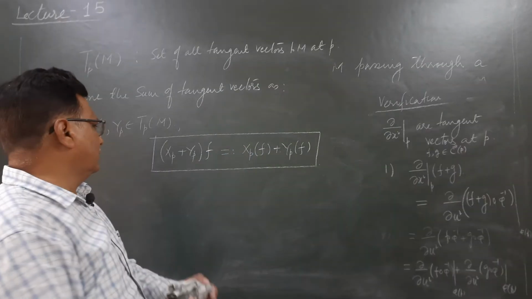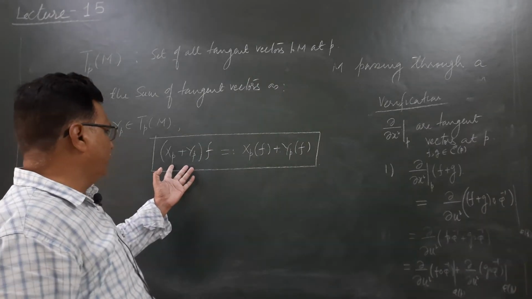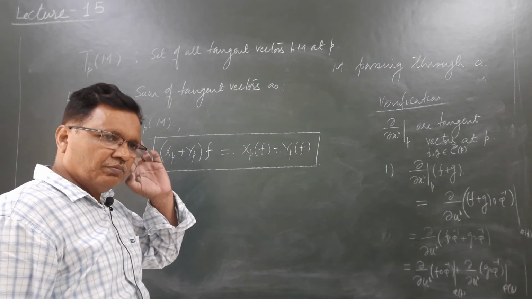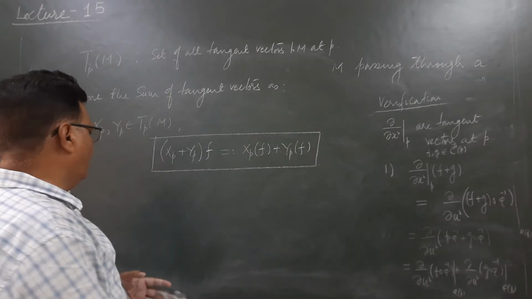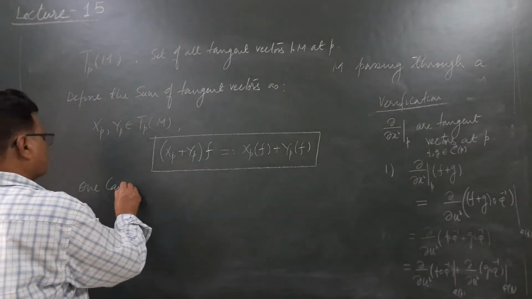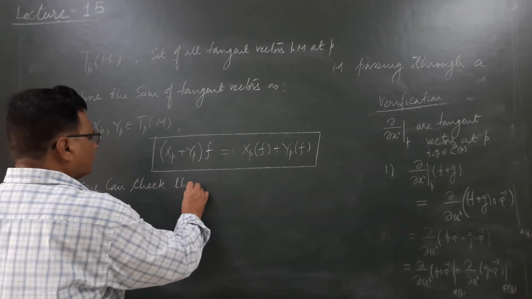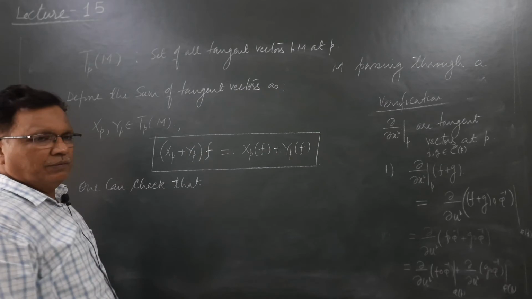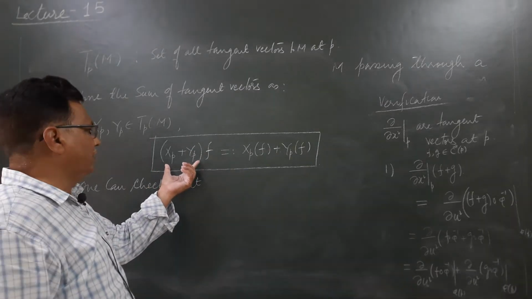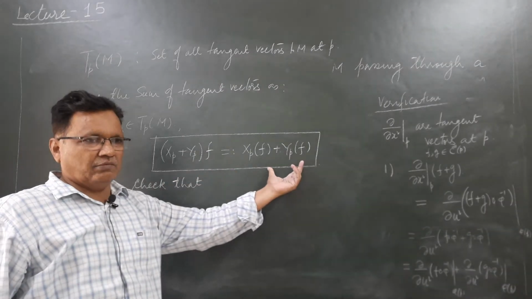ये एक natural sum है of two tangent vectors, and we hope it will satisfy all the properties of the group, axioms of the group. One can check that पहली बात तो यहाँ पे ये दिख रही है कि it's a candidate for a tangent vector because it operates on functions and produces a real number.